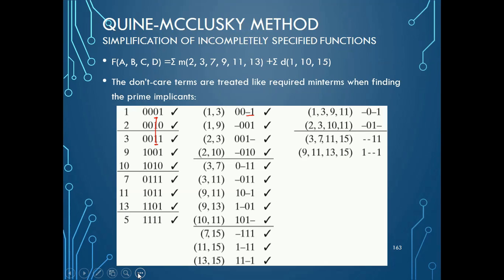And 0 changes to 1 here, so that can be written as dash. So that is what is represented here. So 1, 3, 9, 11 was the possible combination in the third stage. Okay. So in this same manner, 2, 3, 10, 11 was possible to combine, and 3, 7, 11, 15 was also combined. 9, 11, 13, 15 also was combined.